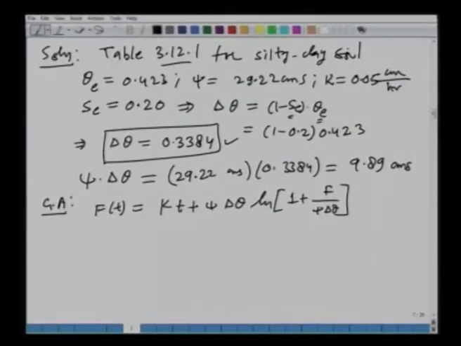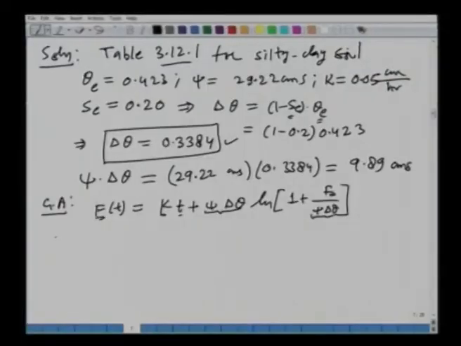In this equation, what are the knowns and what are the unknowns? Capital F is what we are trying to find out. It appears on both the left hand side and the right hand side. K is the hydraulic conductivity, which is known. T is the time, which we are going to put at every 0.1 hour, so that is known. Psi delta theta we have just found out above, so this is also known. Everything is known in this equation except capital F. So we put in the values, generate an expression, and then carry out manual trials. Let us see how we do that.